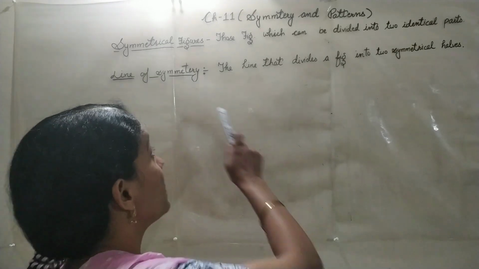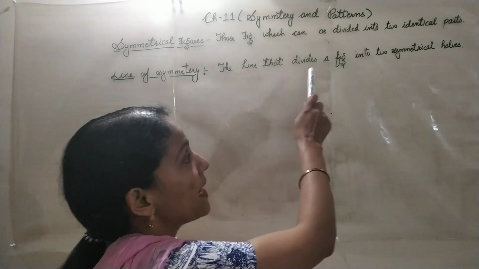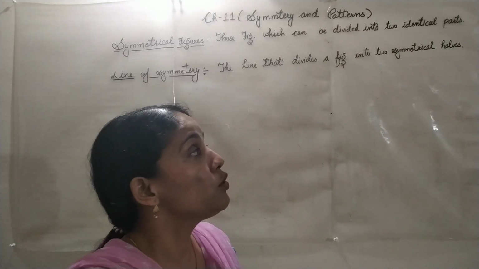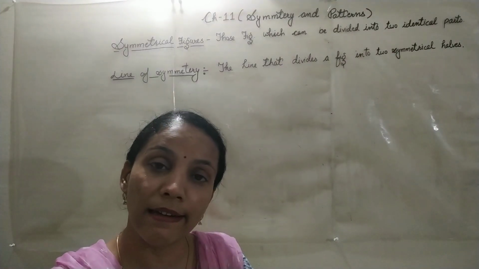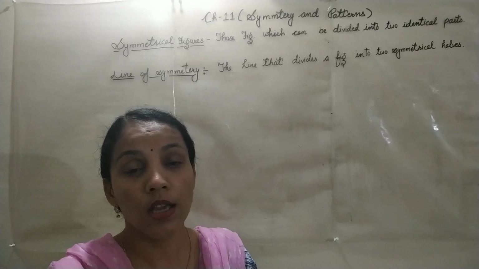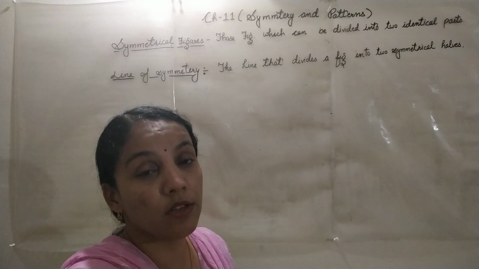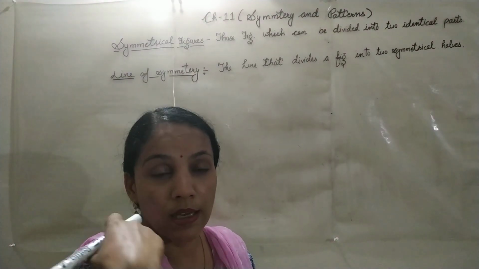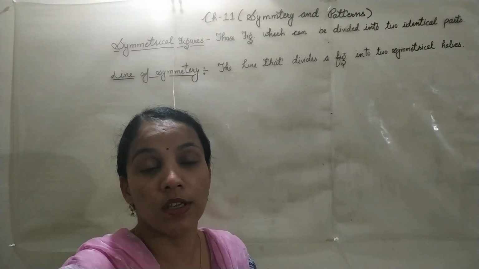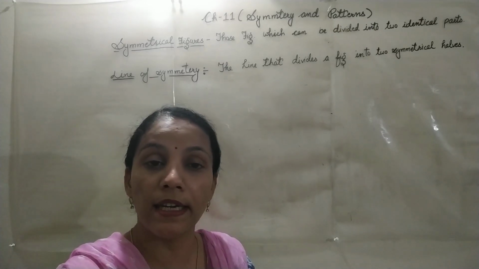Okay, the next one is line of symmetry. The line that divides a figure into two symmetrical halves, we call that line of symmetry. Both are related to each other, symmetrical figure and line of symmetry. When we make a line of symmetry on a symmetrical figure, we get two identical halves.